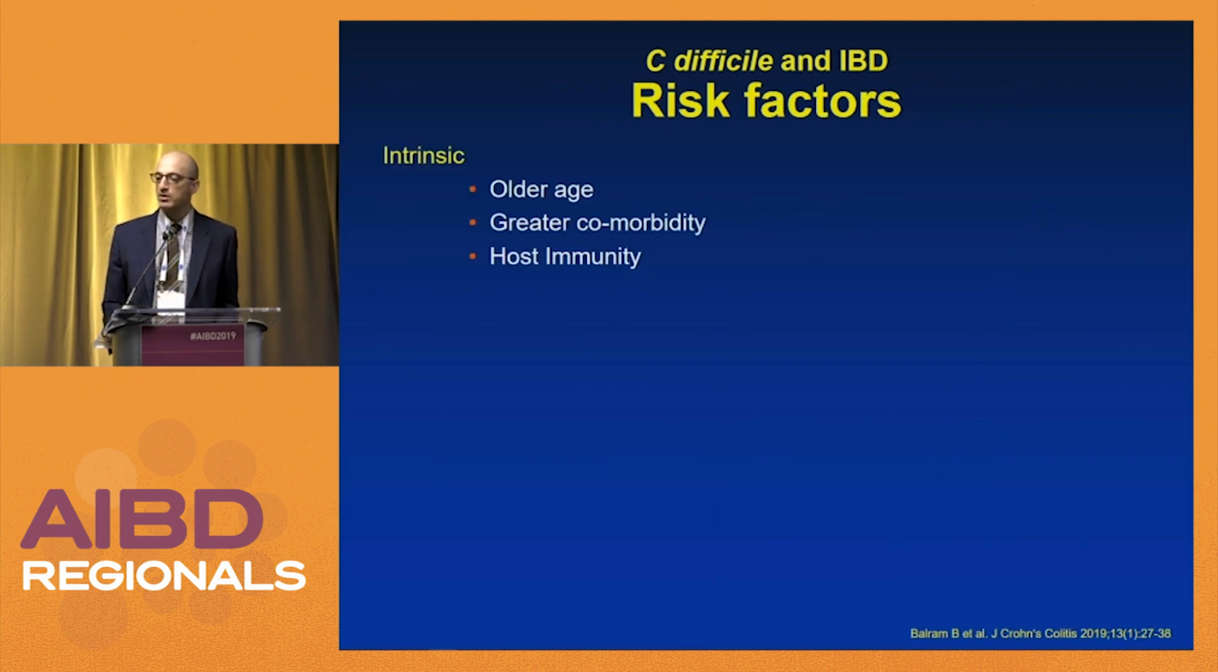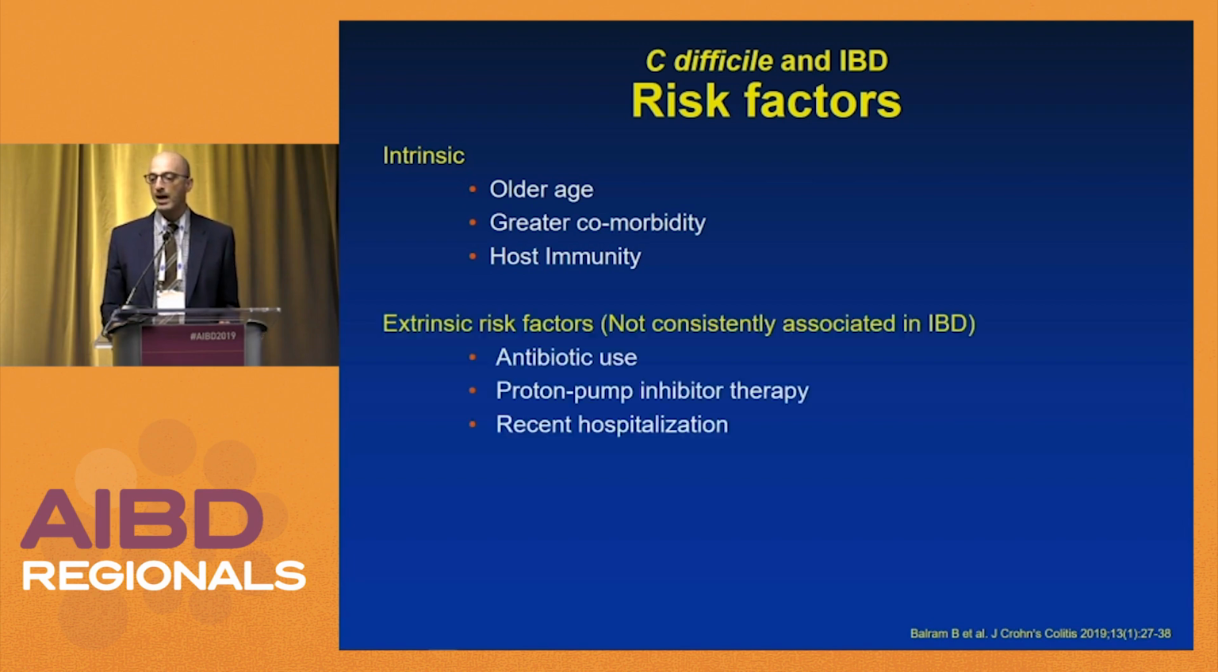So what are the risk factors? In the non-IBD population, the risk factors include older age, patients who have more illnesses or greater comorbidities, as well as impaired host immunity, which goes hand in hand with older age. Extrinsic risk factors, as we all know, are antibiotic use, proton pump inhibitor therapy, and a recent hospitalization. And in particular, some of these overlap in the IBD population.